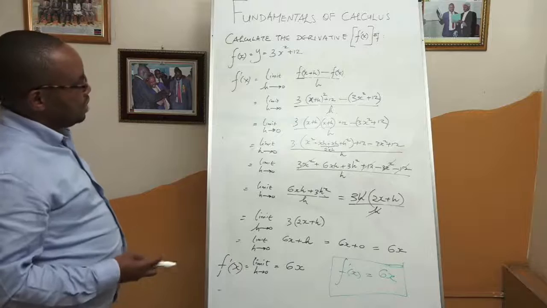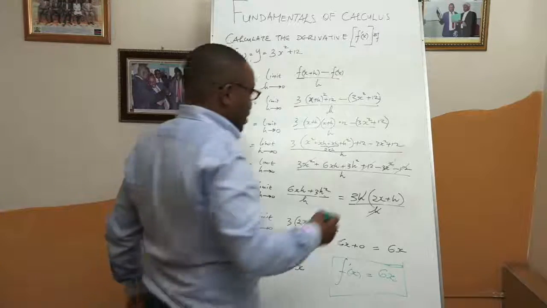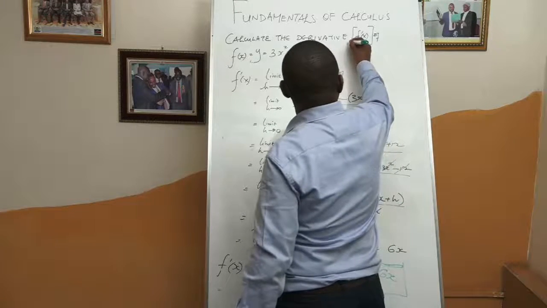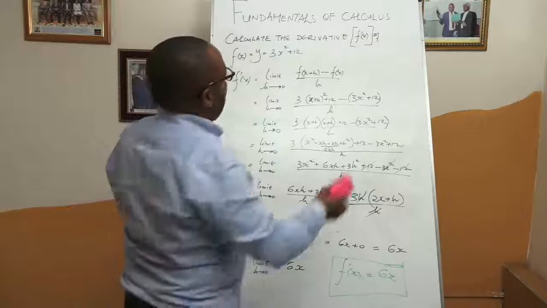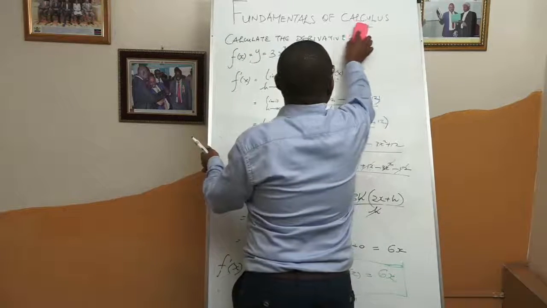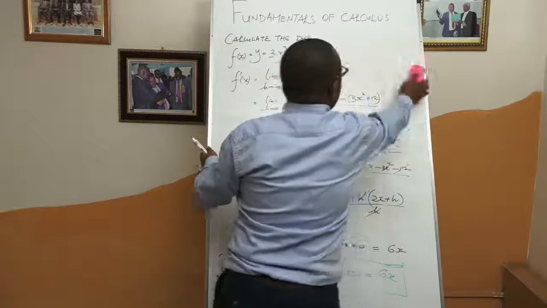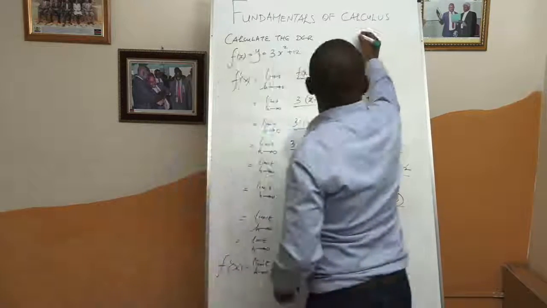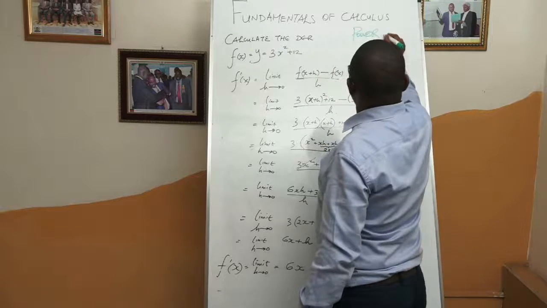I want you to see this. I write something called here. Bear with me. There I write power rule. Power rule.